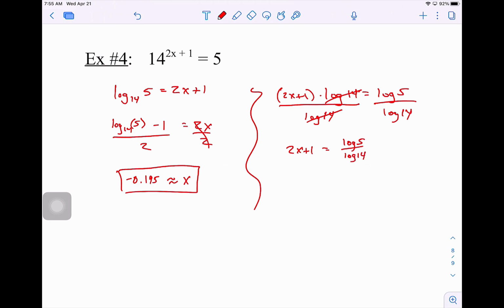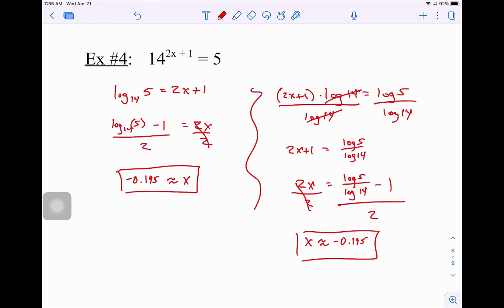Subtract the 1 over. And then finally, very last step, divide everything by 2. And you should get that exact same answer of approximately negative 0.195.